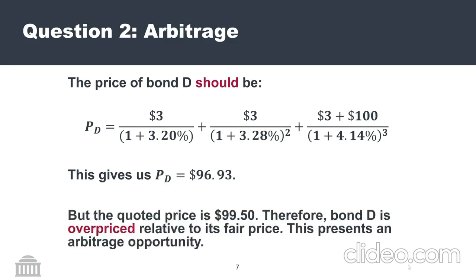So if you compute this, it gives us the price of $96.93. But recall that the quoted price of this bond was $99.5. So therefore, bond D appears to be overpriced relative to its fair price. And therefore, this presents an arbitrage opportunity.